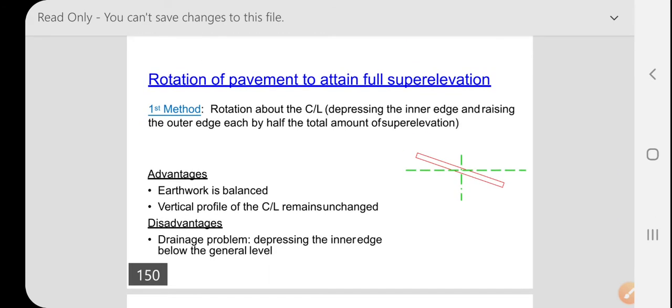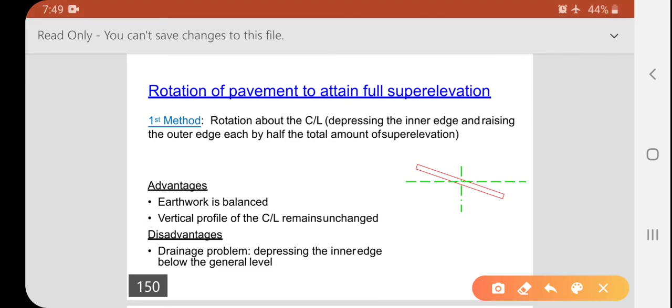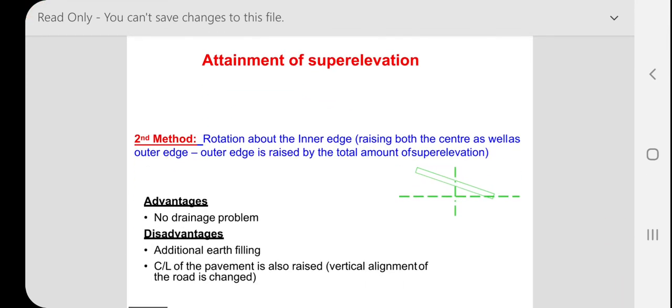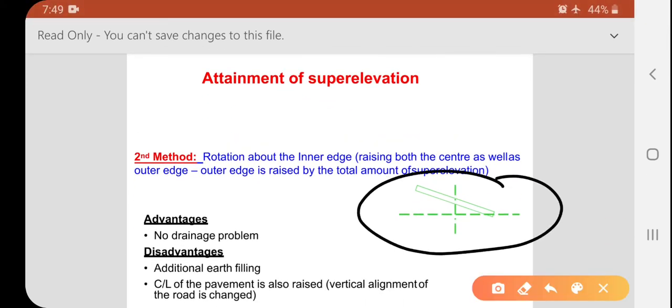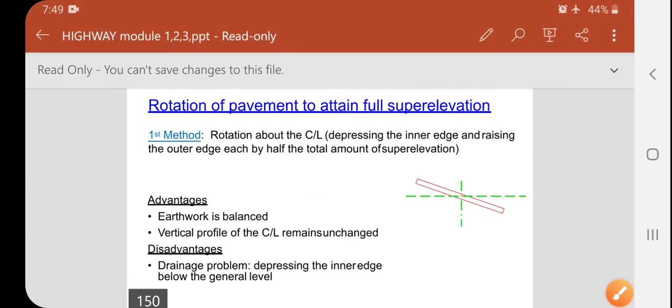Next, rotation of pavement to attain a full super elevation. Totally there are two methods again. First one is the rotation about the centre line, depressing the inner edge and raising the outer edge, each by half of the total amount of the super elevation. Refer to this. The depression of the inner edge is depression, and the raising of the outer edge here. Second one, here we can see this clearly, raising the center as well as the inner edge as well as the outer edge. There are two methods to attain the super elevation.